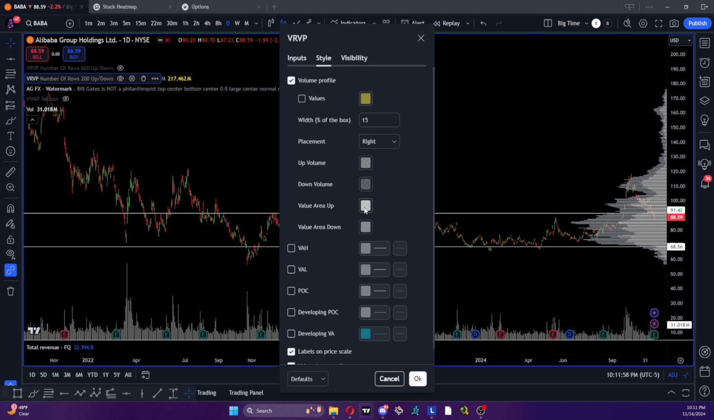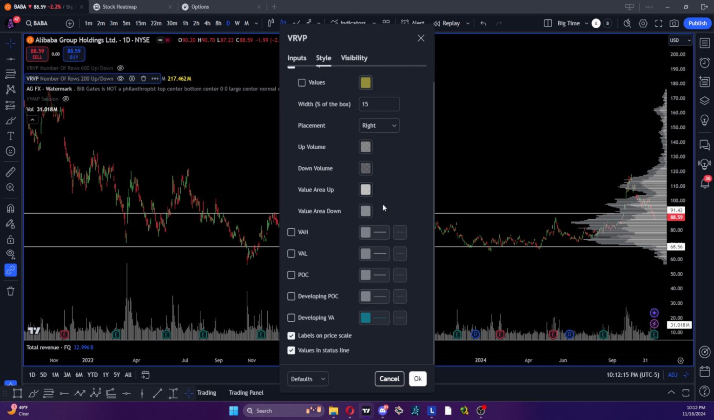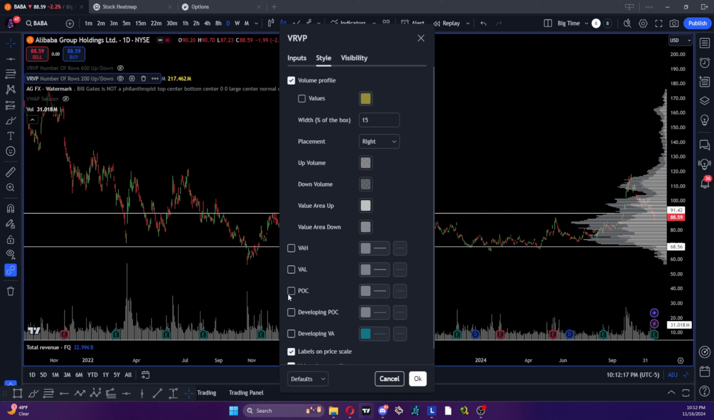I set the volume area up and volume area down to basically the same colors because, as JP and I stated, it does not matter what colors they are. There's no such thing as up volume or down volume or bearish or bullish volume. It's just volume. It's very hard to indicate which volume is which. And then also I disabled the point of control. I don't think it's important to look at because the point of control usually is a hesitation area.